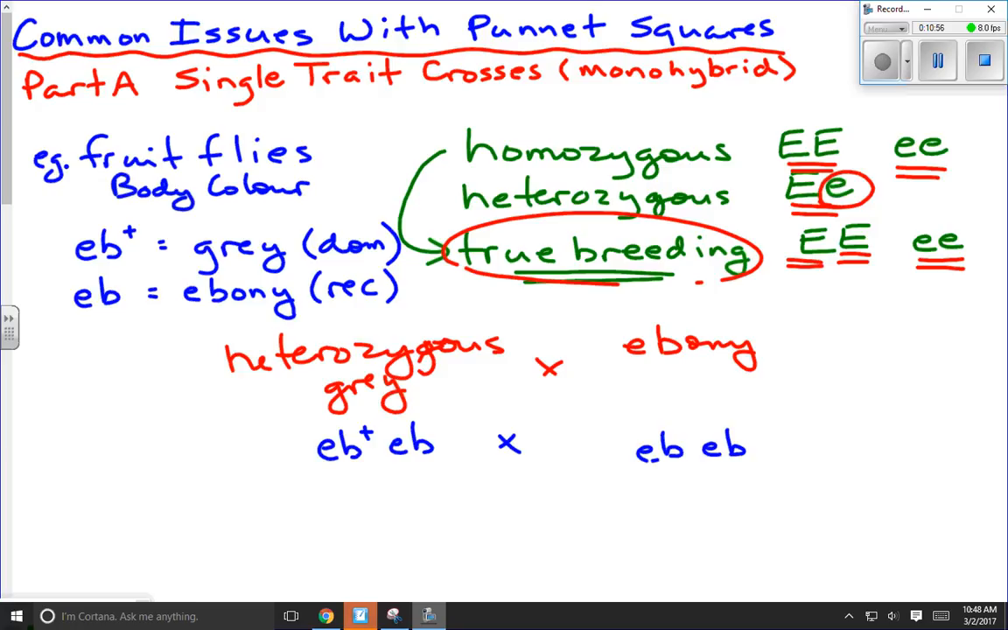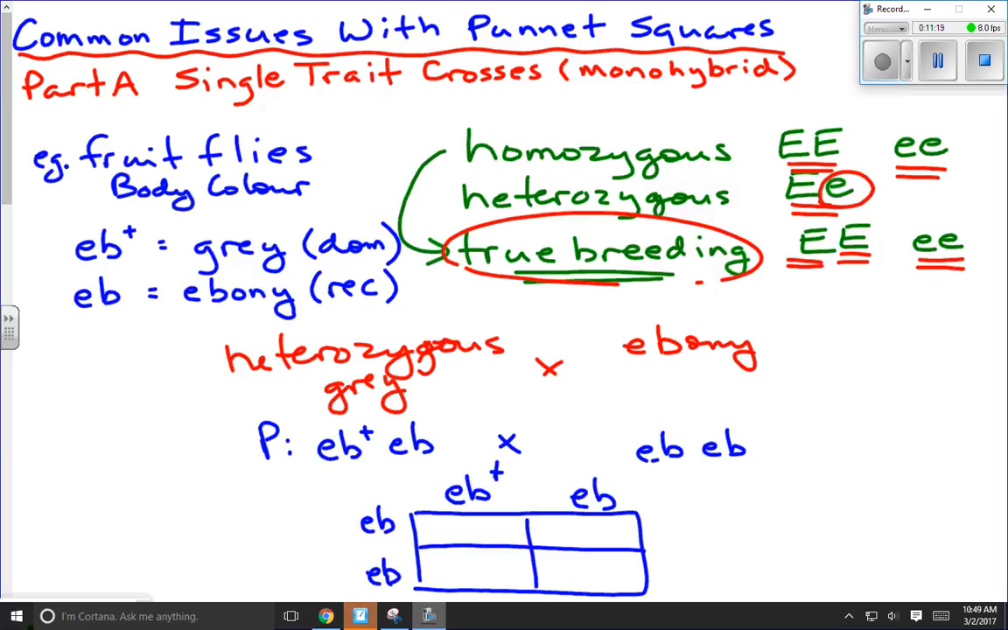All right, so this is our P generation. If we want to find out our F1 generation, we need a Punnett square. When we set up our Punnett square, we just separate the alleles just like we would do if they were a capital lowercase letter. So we have an EB positive, and we have an EB, and down here, we just have an EB and an EB. And we would fill out our Punnett square, putting the dominant allele first. So in this case, we'd have EB positive, EB. Here we would have EB, EB. Here we would have, again, the dominant allele goes first, EB positive, EB. And then lastly, EB, EB.